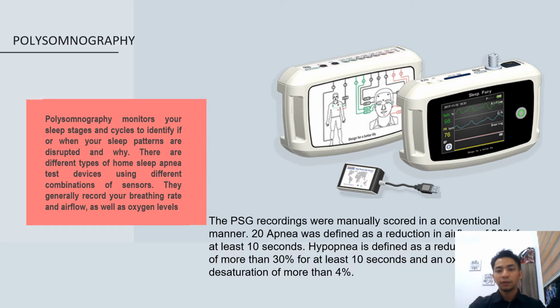Apnea was defined as a reduction in airflow of 90% for at least 10 seconds. Hypopnea is defined as a reduction in airflow of more than 30% for at least 10 seconds and an oxygen saturation drop of more than 4%.